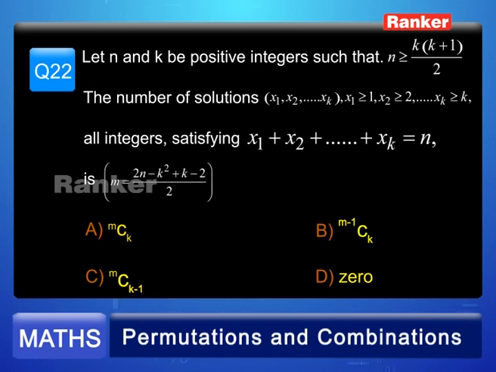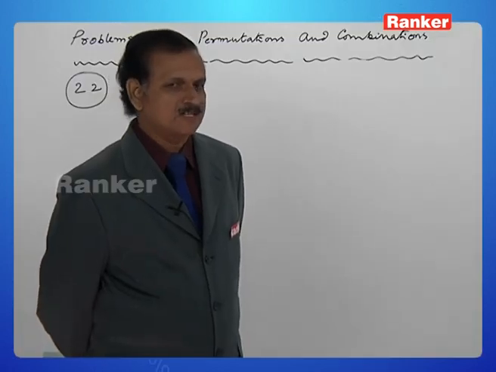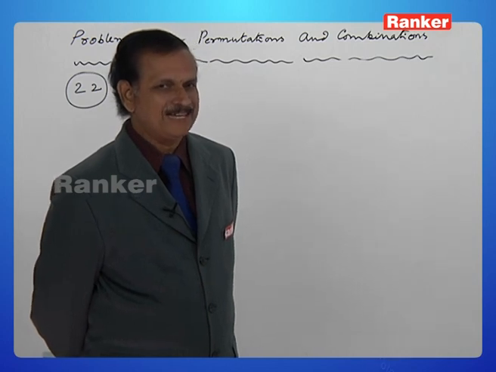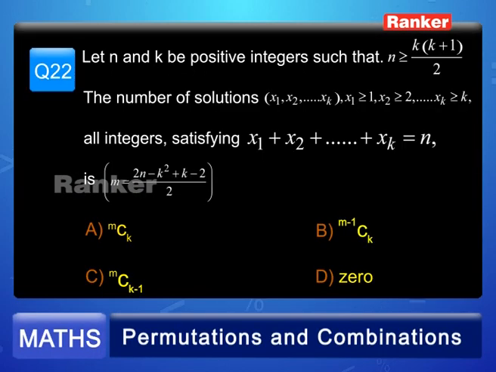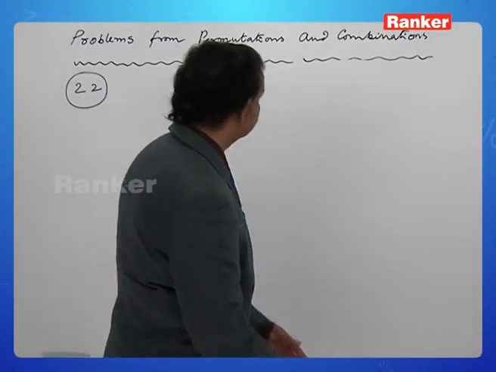etc. xk greater than or equal to k are all integers satisfying x1 plus x2 plus x3 plus etc. xn is equal to n. Of course, he has given a separate information that m is equal to (2n minus k square plus k minus 2) by 2. Why? Because among the options, he could have made use of the letter m. First option is m C k, second option is m minus 1 C k, third option is m C k minus 1, fourth option is 0. Let us see what happens.